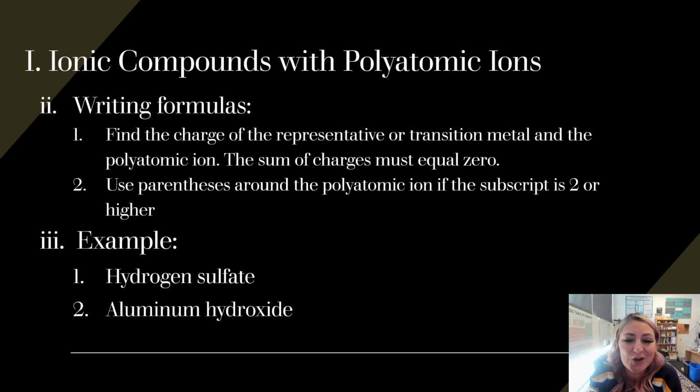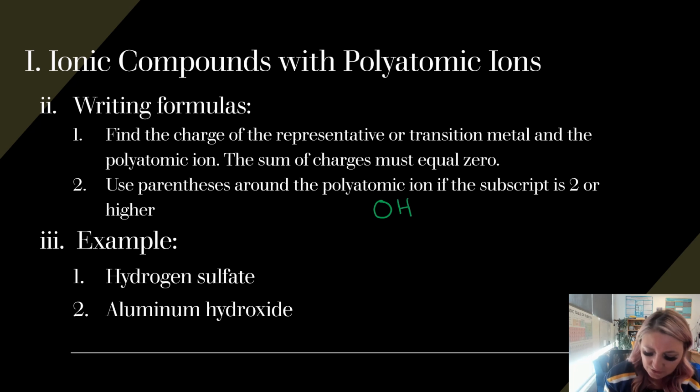You're going to find the charge of the representative metal or the transition metal and the polyatomic ion. And remember that the sum of the charges has to equal 0. So we can still do our drop and swap. We just want to mathematically double check that the overall positive charge cancels the overall negative charge. If we have more than one polyatomic ion, so anytime you're writing a subscript of 2 or more, you need to use parentheses. Here's an example.